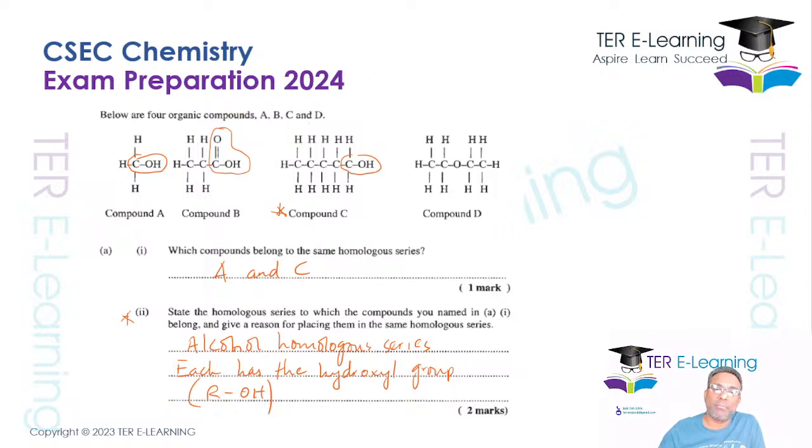So this compound here, compound C, has 1, 2, 3, 4, 5 carbons. So we know that because it has 5 carbons, it has pent in the name, right? Now the thing is, it's an alcohol. Now let me just show you something here. So a lot of people are saying the compound is pentanol, right? Let me just tell you something here quickly. If you put that for your answer, you will get it wrong, right?